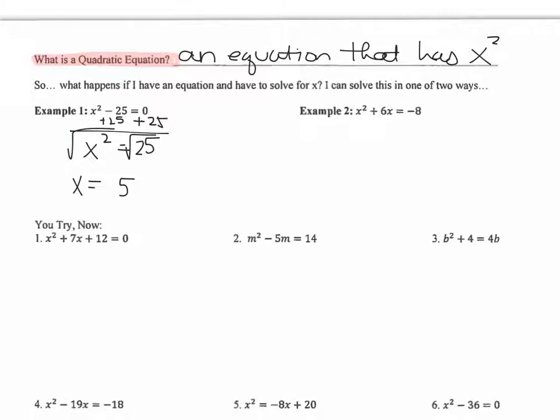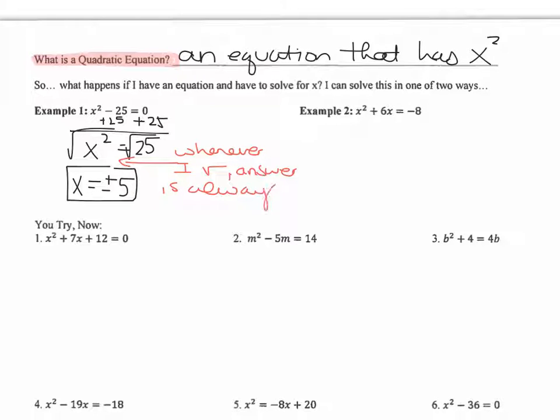However, you have to be really careful because, ladies and gentlemen, whenever you take a square root of a number, it's not just a positive solution. It could be positive 5, but it could also be negative 5. So I have to remember plus or minus. You might want to write that down as a helpful note. Whenever I square root, my answer is always plus or minus, because it could be a positive 5 or a negative 5, since whenever I square a positive or a negative number, the outcome is still going to be positive. So that's one way I could solve it.